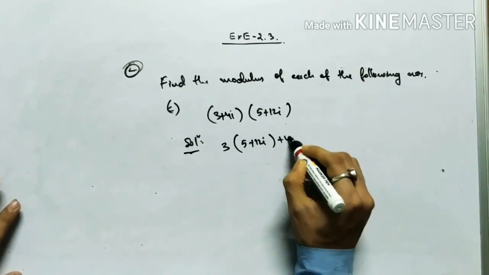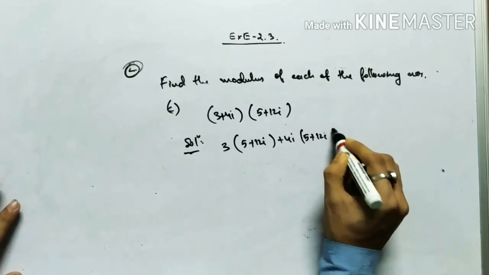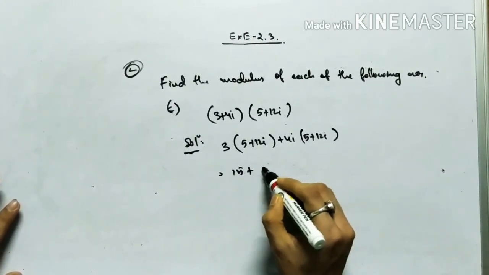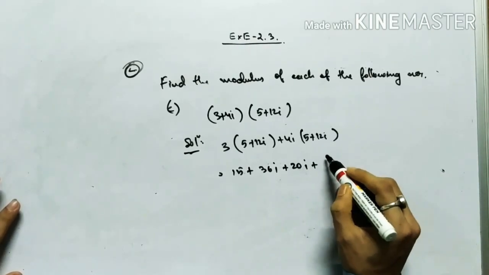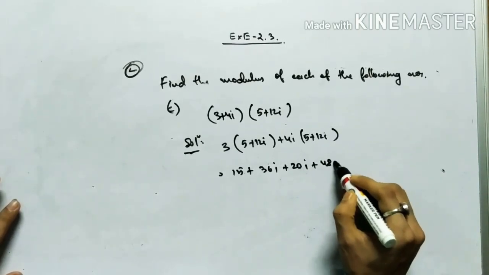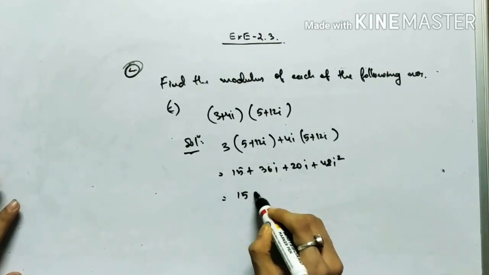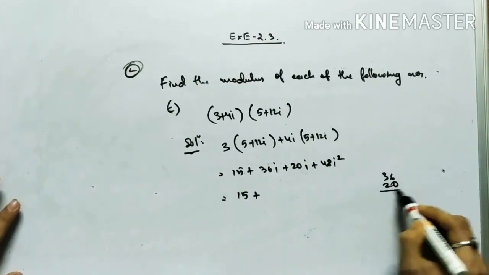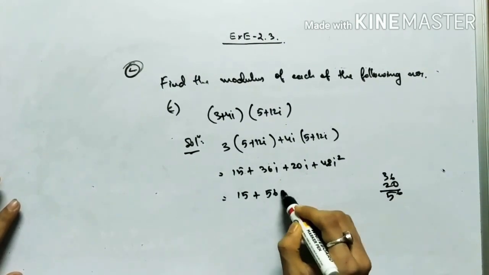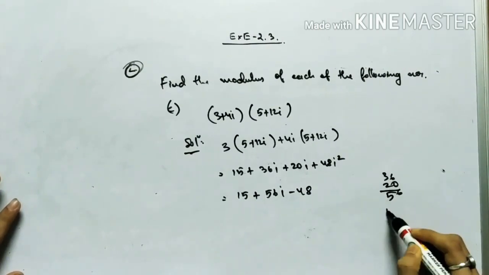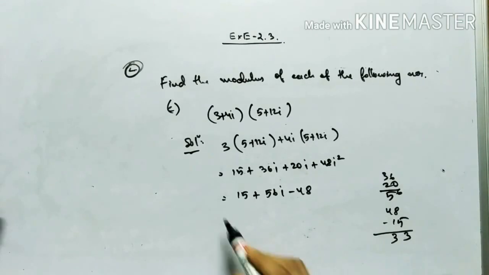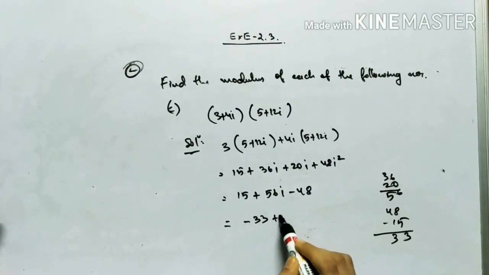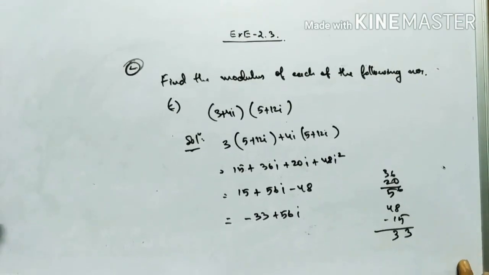This one, this is 4i, 5 plus 12i, so this is 15 plus 36i plus 20i plus 4 into 8, 48 i square I will get. So this is 15 plus 36 plus 26, 5. This is 56i minus 48 I will get. So 48 minus 15, this is 3, and this is 3. So this is equals to minus 33 plus 56i I will get.